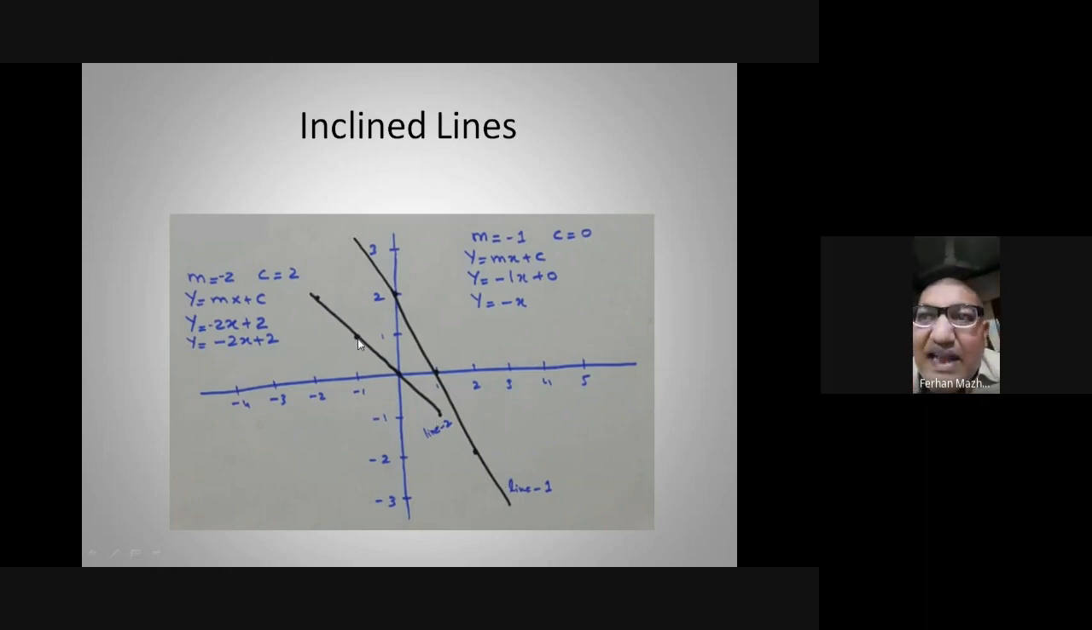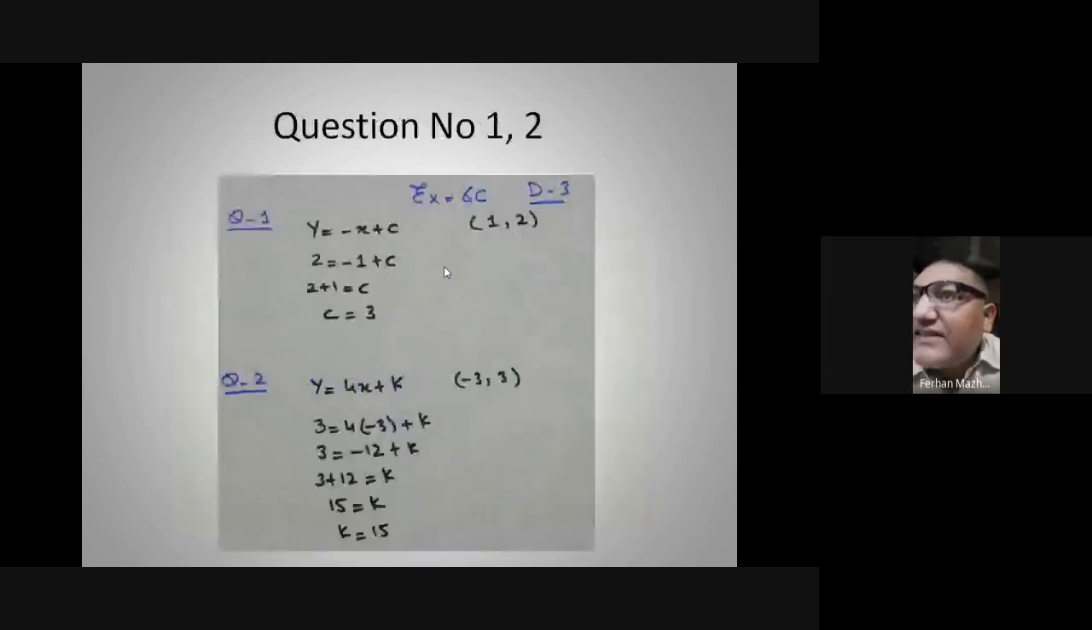Now we have another line, line number 2. Its gradient I already know is minus 1, and its y-intercept is here. So its value is 0. So m is minus 1, c is equal to 0. We want to find out the equation of this line. So I will apply the formula y equals mx plus c. So y equals, substitute the value of the m and the c. So you will have minus 1x plus 0. So the final equation will be y equals minus x. So this is how you will find the equations of the inclined lines. So let's move to the next slide.